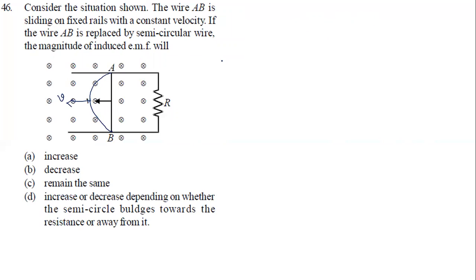Why? Because the flux change per unit time in both cases remains constant. Since it is constant, EMF must also be a constant quantity, so it's not going to change. So the option is C, it remains the same. There is no change. Here, because d phi by dt is constant, it means the flux change per unit time remains constant.